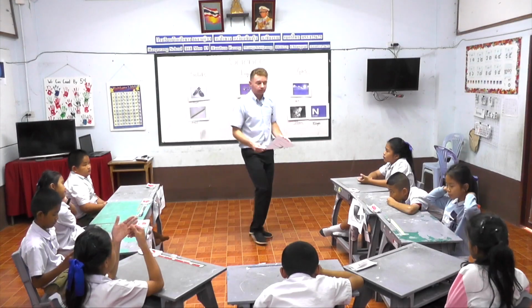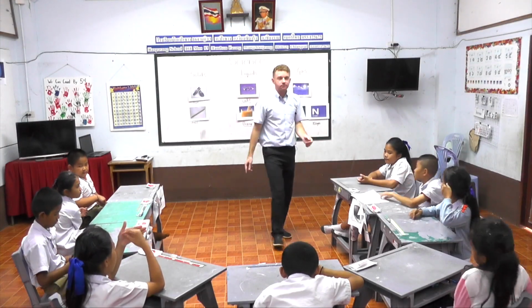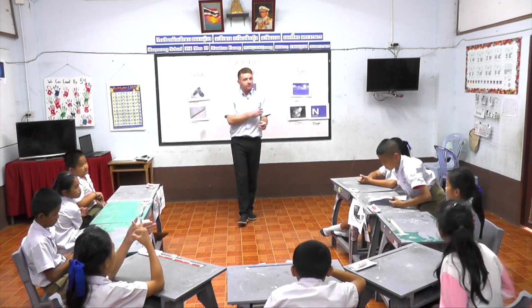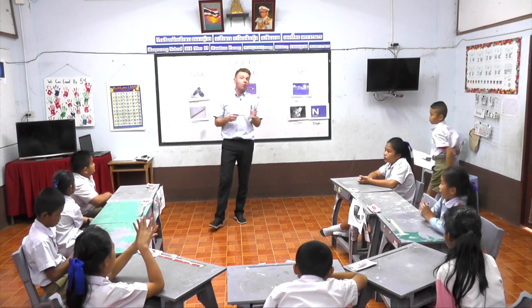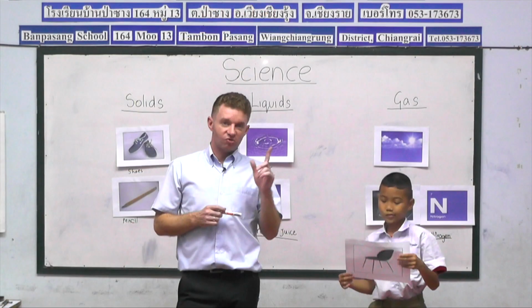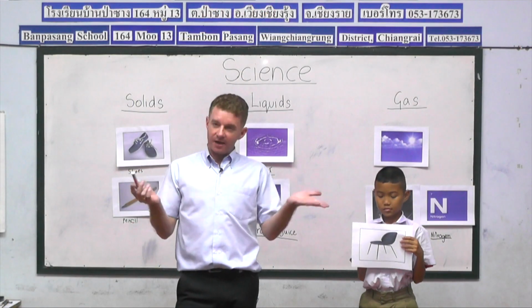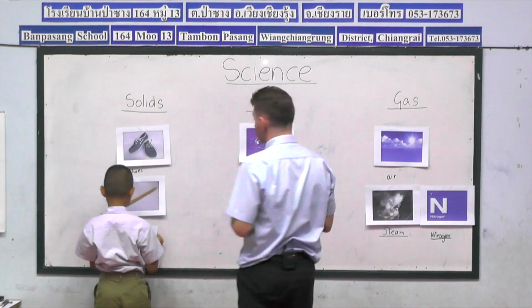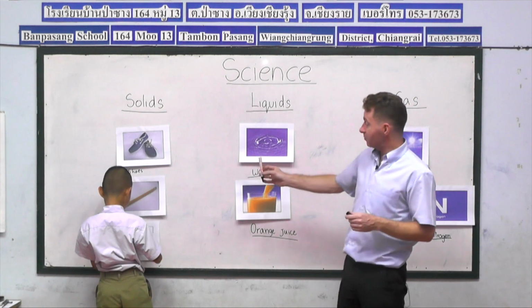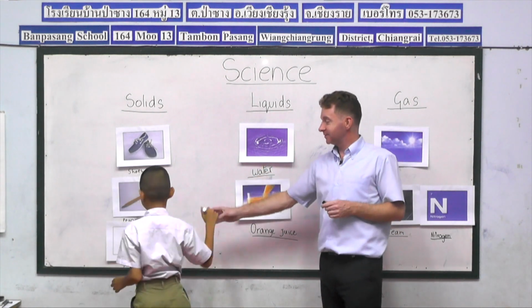Our next student with the flashcard, Bangpon. So now we're getting towards the end. Let's have a look at Bangpon's flashcard. See if we can tell what's on it. Chair. Chair is a solid. Excellent. So Bangpon, we can place it in the solids category, and then we can write the word chair.